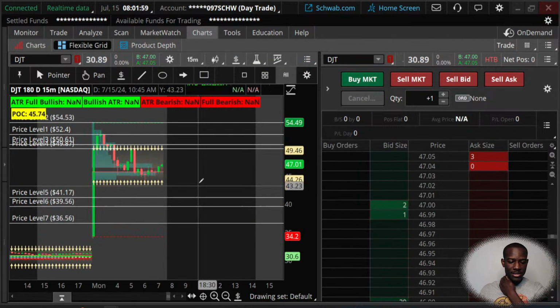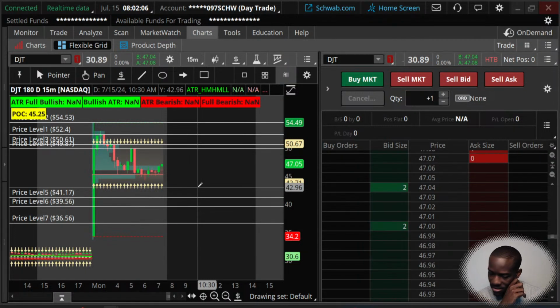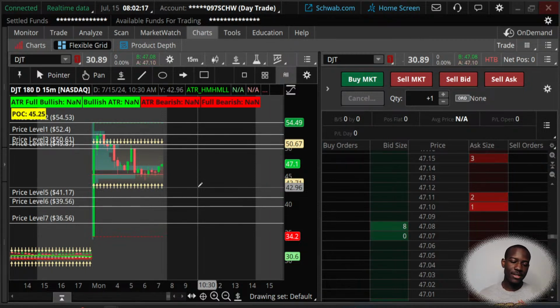Nvidia and DJT are pretty much my main watches for today. It is 8 o'clock. We have about 18 minutes to the bell. And yeah, I already knew over the weekend DJT was going to go crazy. I was like, yeah, but this was bot movement.